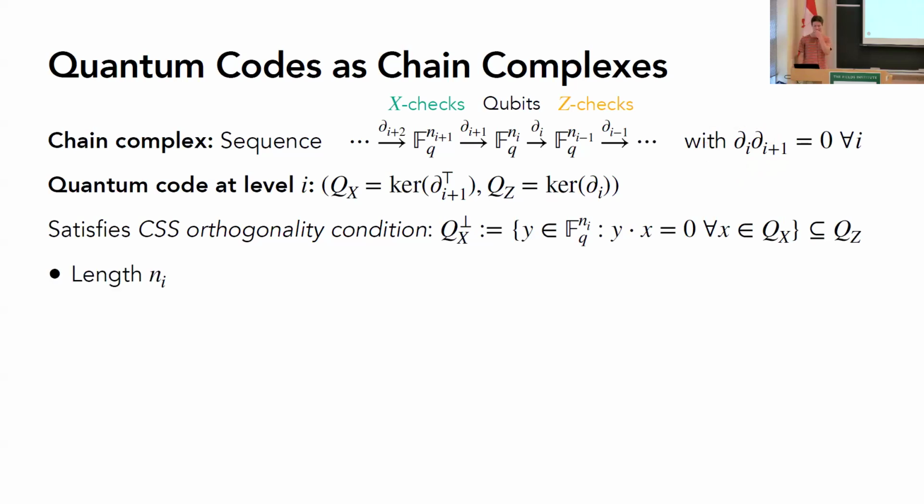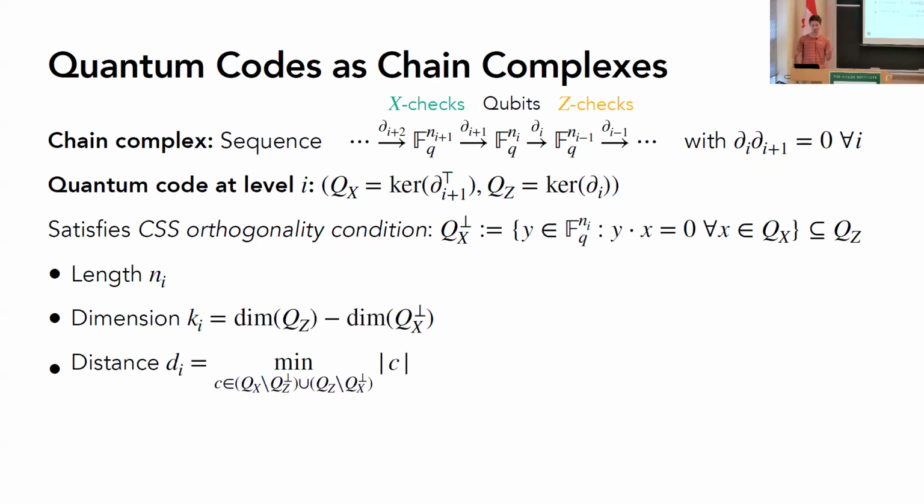So we can define a quantum code at every level i of the chain complex. It has length n_i. Its dimension is the dimension of Q_Z minus the dimension of Q_X perp. And its distance is this expression here.